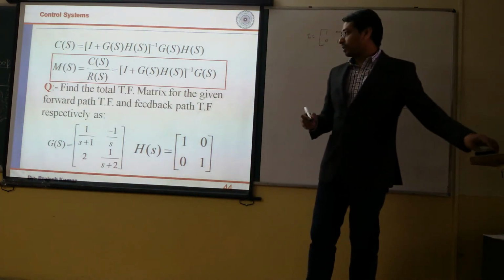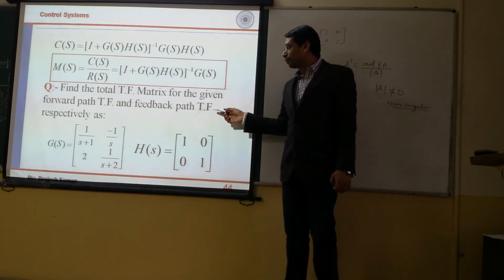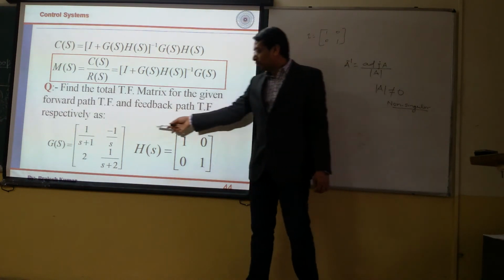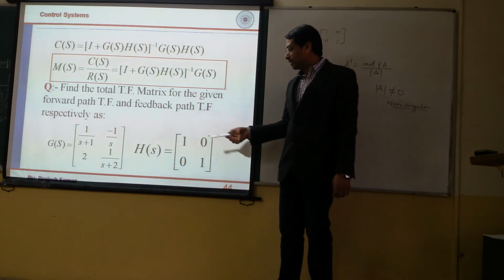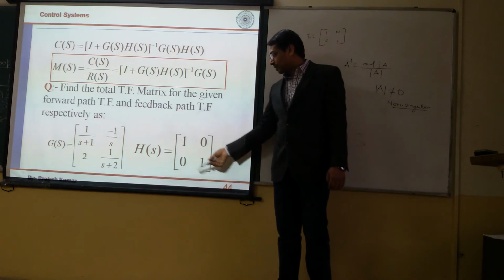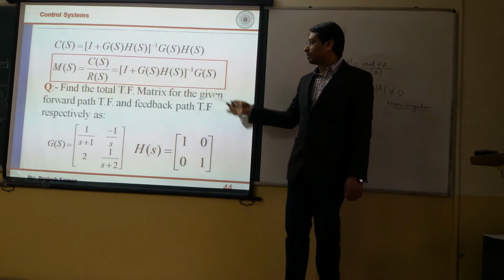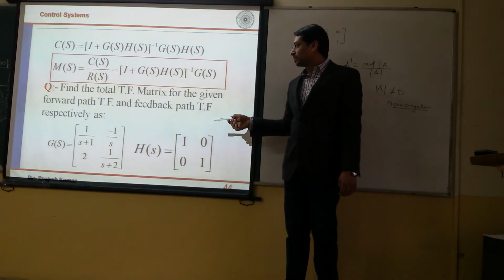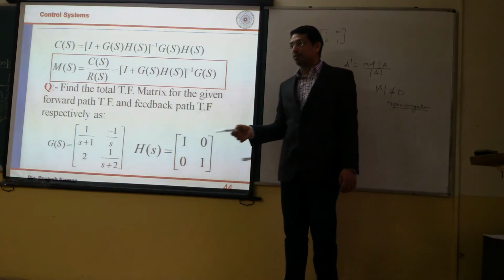So I have taken one numerical question. Find the total transfer function matrix for the given forward path transfer function and feedback path transfer function respectively. So you are given the GS matrix, meaning the forward path transfer function matrix, and HS is equal to another 2 cross 2 matrix. They are asking for the value of it. So you can directly apply this formula. I plus GSHS, what will be the order of I? I will be the identity matrix of 2 cross 2, because your GS and HS are 2 cross 2.